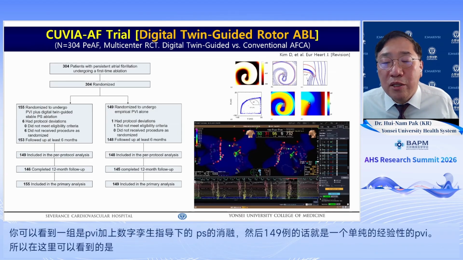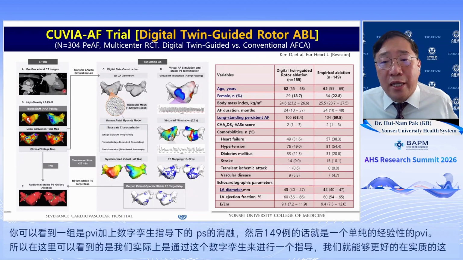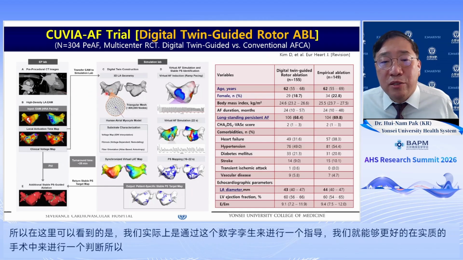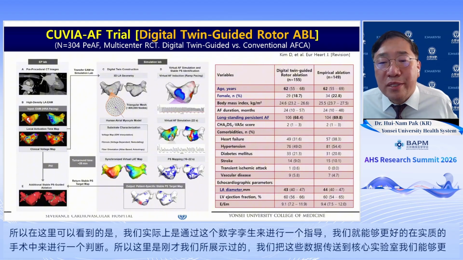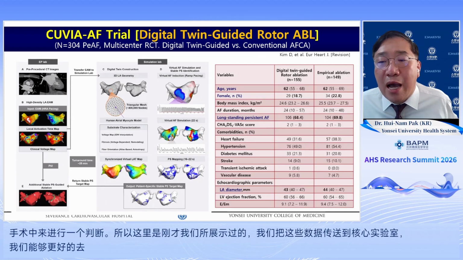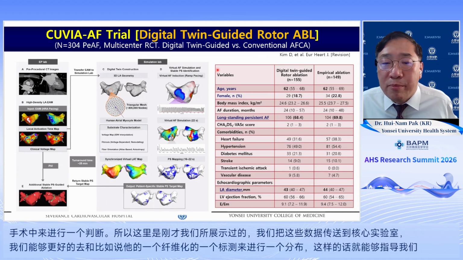And eventually, you see the termination during real-time rotor ablation. This is a procedural overview I already introduced before. Clinical LA activation and bipolar voltage maps were sent to the core lab. In the core lab, a patient-specific digital twin determined the location of a stable phase singular point. This stable PS map was then returned to the EP lab to guide additional rotor ablation in the digital twin-guided ablation group. And the baseline characteristics of the 2 groups were well matched.